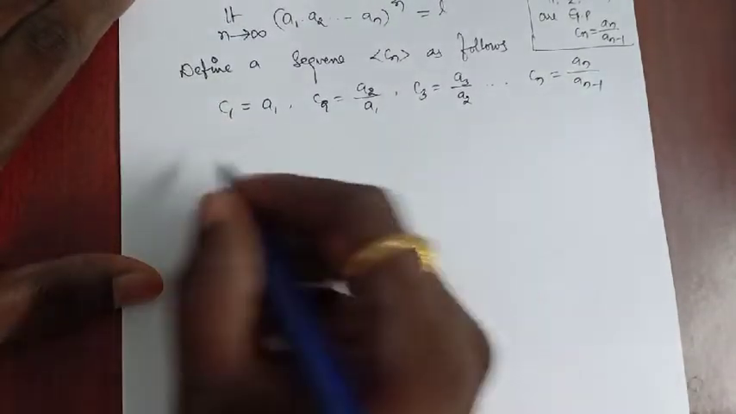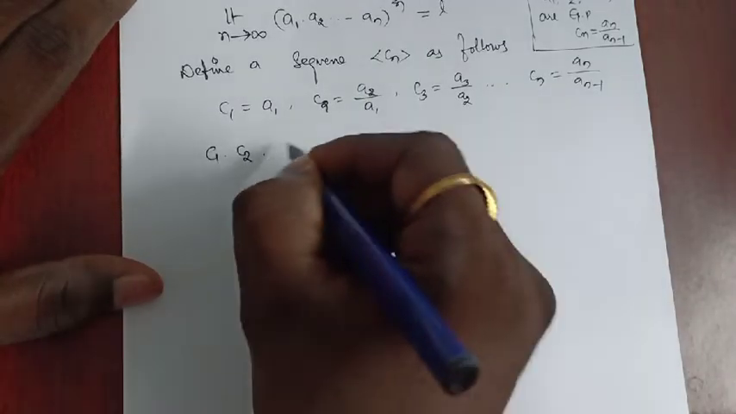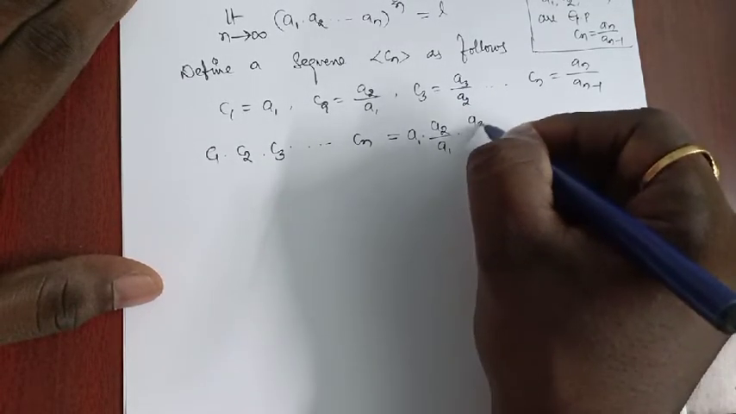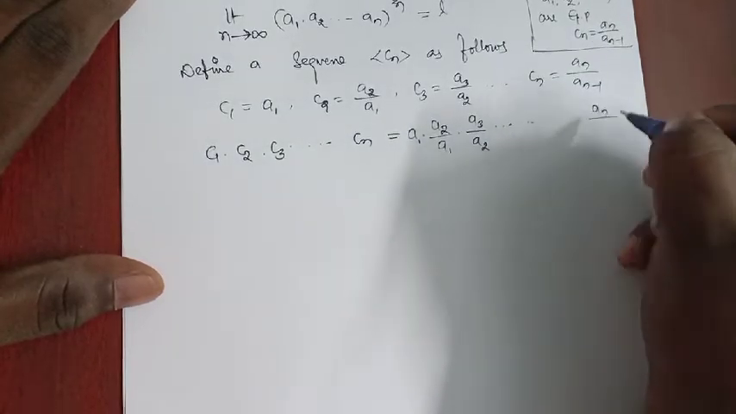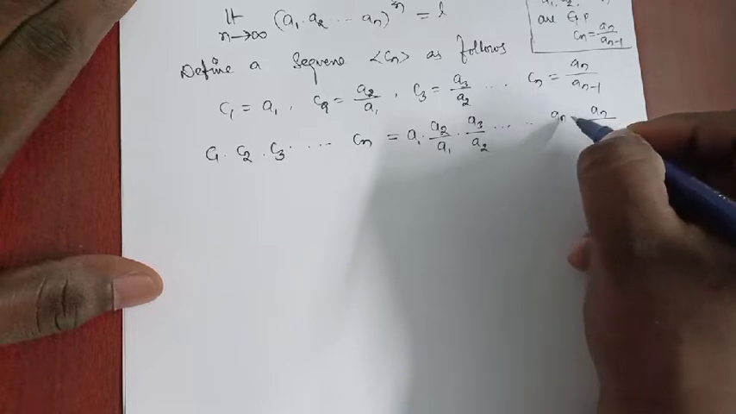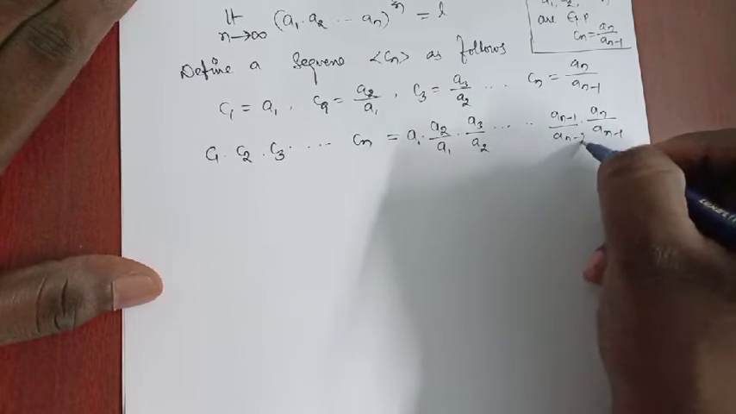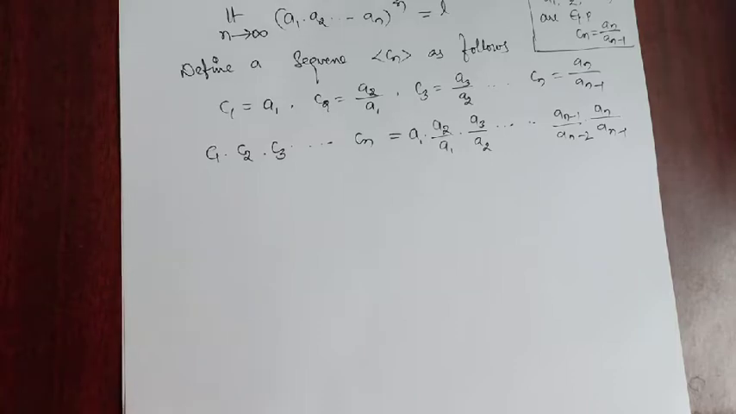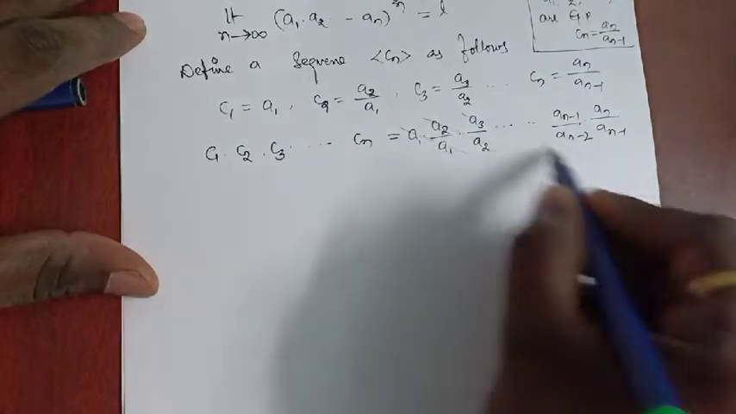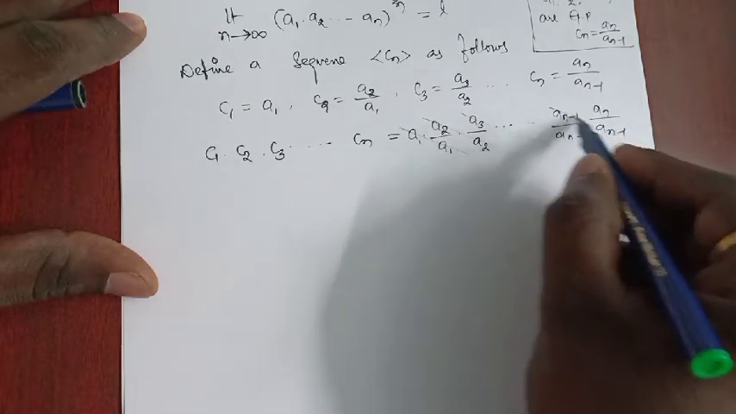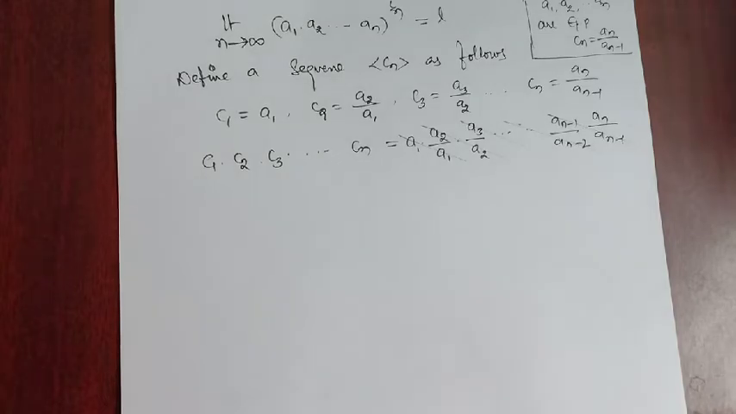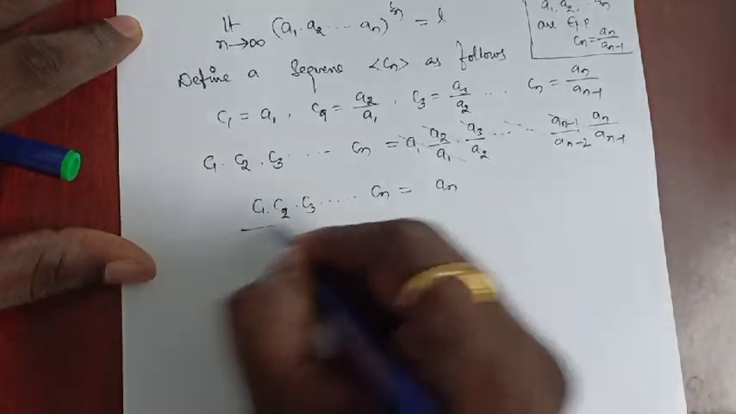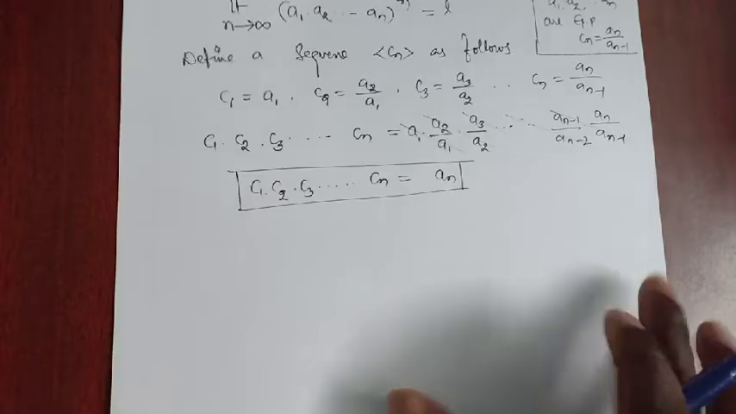Now coming to the product of C1, C2, C3 and so on C_n, what do we get? a1 into a2 by a1 into a3 by a2 and so on, a_n by a_(n-1). See, all the terms get cancelled: a1 gets cancelled, a2 gets cancelled, a3 gets cancelled, till the end. Finally we get a_n. So C1 into C2 into C3 and so on C_n is a_n. This is a very important thing.